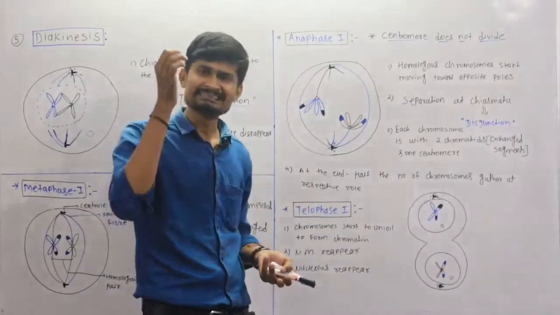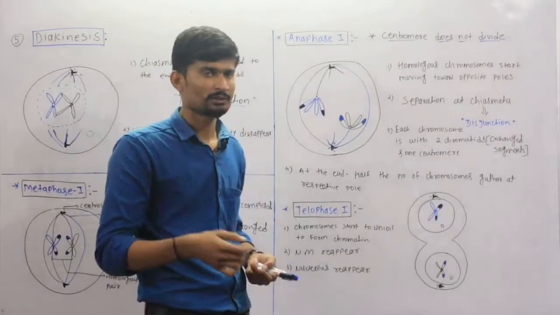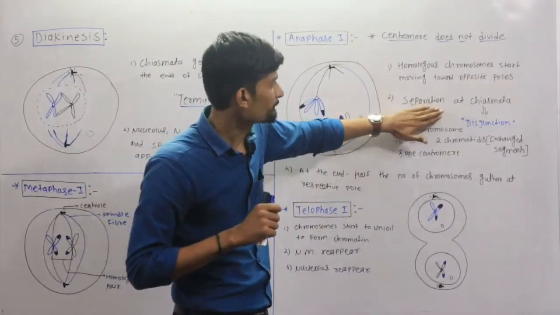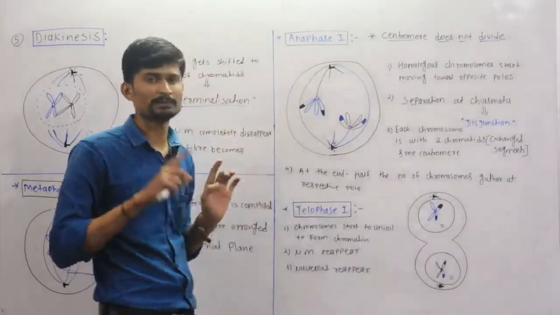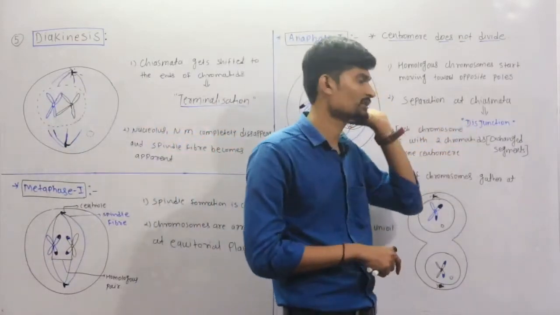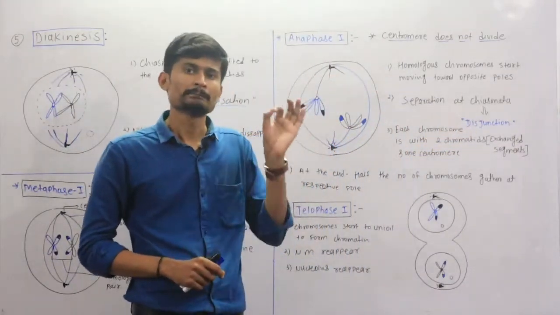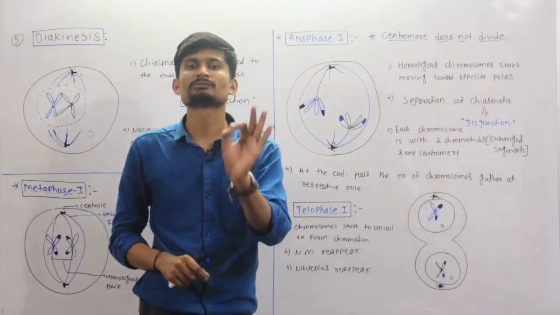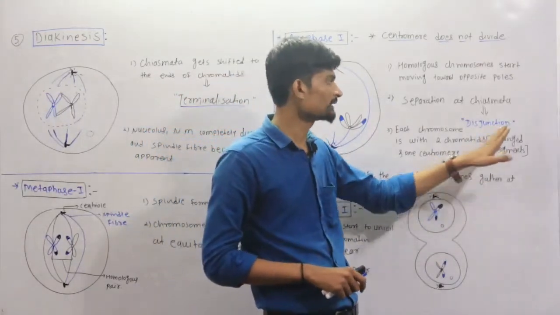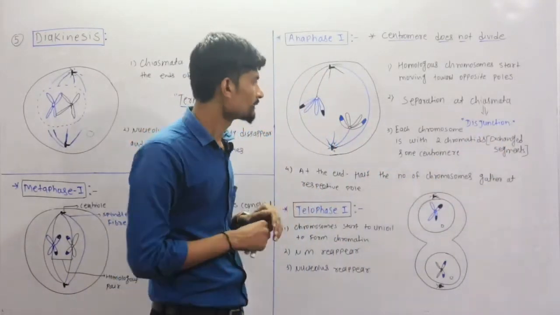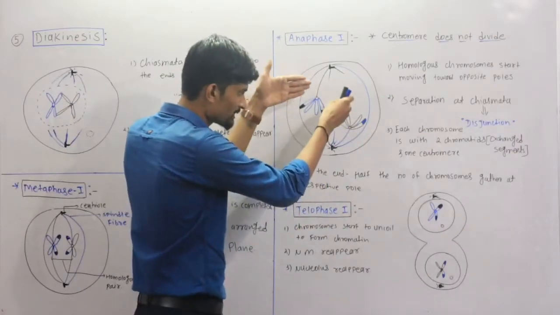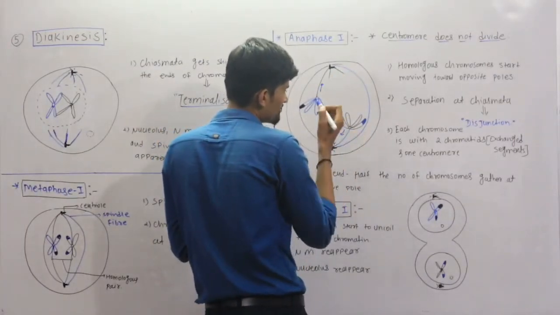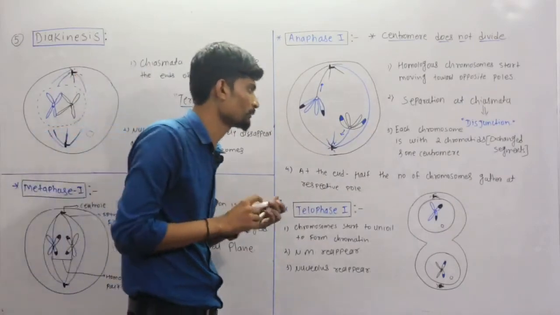So these are the same forces which act in mitosis, that is the chromosomal fiber and interchromosomal fiber. Now the second point: separation at the chiasmata is completed in anaphase first, and that process is called disjunction. This is another important point from anaphase that you have to remember. Now these are completely separated, and they are moving towards the opposite poles. This is moving towards this pole, and this is moving towards this pole. This is the direction of movement of the chromosomes.